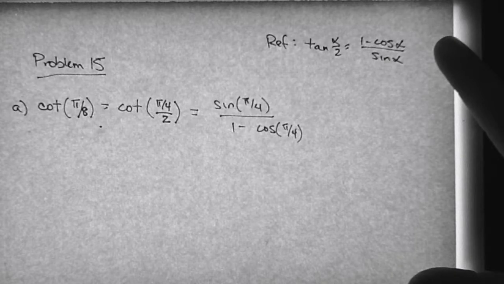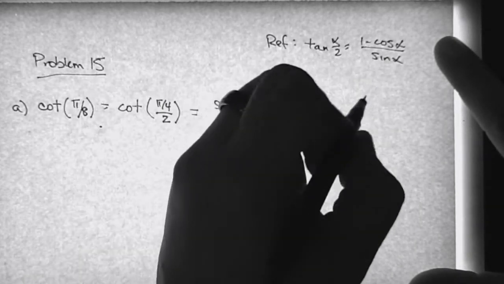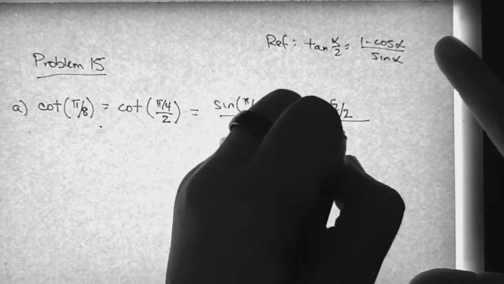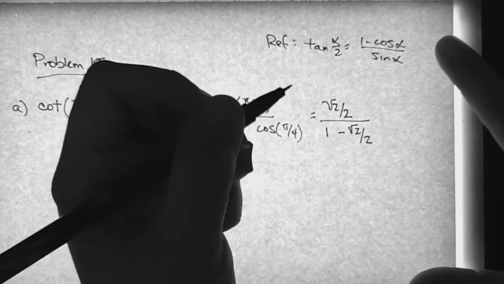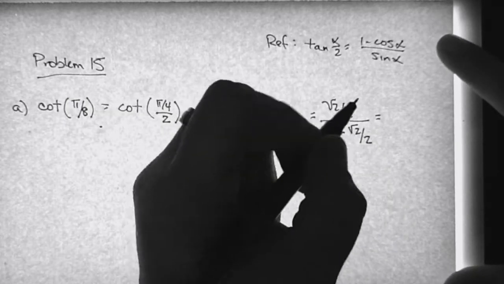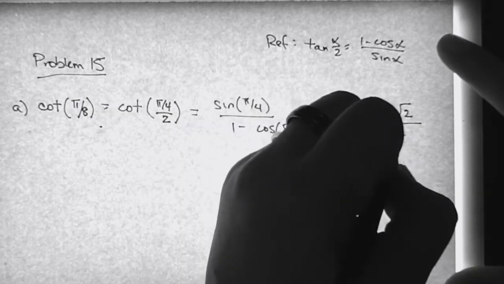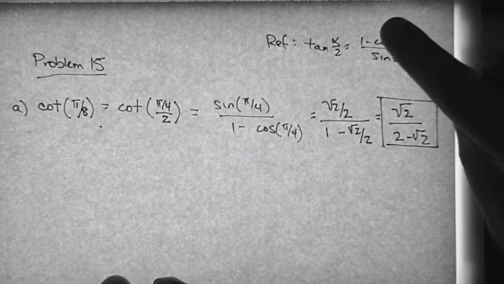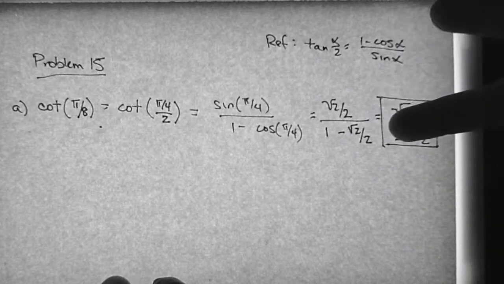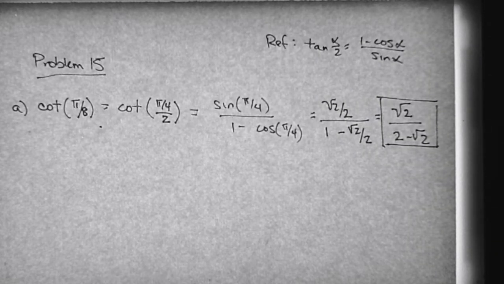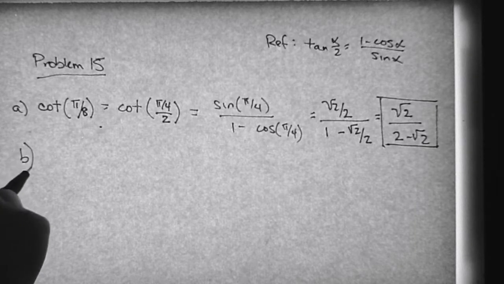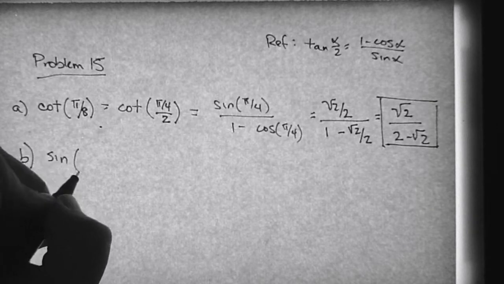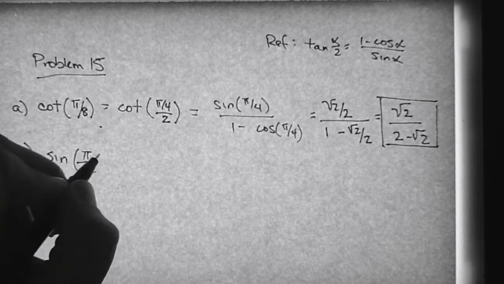Okay? So the sine of pi over 4 we know is root 2 over 2 over 1 minus root 2 over 2. So multiply by 2 top and bottom. That gives us the square root of 2 over 2 minus the square root of 2. And that's our answer. So remember, if you've got the reference of tangent, you just flip it to use it for cotangent. Alright? And B, for problem 15, we've got sine of pi over 12.